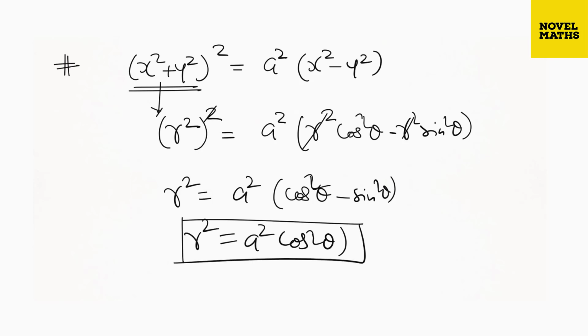Why is this cos 2 theta? This is basic trigonometry. Cos a plus b is what? Cos a cos b minus sin a sin b. When a and b are the same, it is cos square minus sin square.